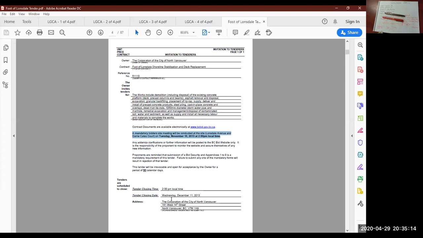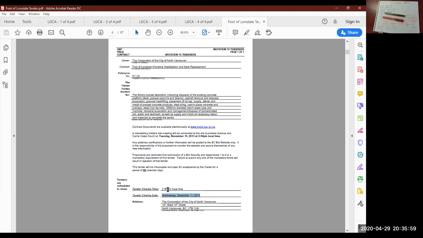So down at the bottom here, it gives you other information. So the time that the tender is going to close. So 2 p.m. on the date. So take that as written in stone. If you submit your tender at 2:02 p.m. on Wednesday, December 11th, they will not accept it. If you submit it at exactly 2 p.m., they will not accept it. That means at 2 p.m., the tender is closed. You have to submit your tender in an envelope prior to the closing time.